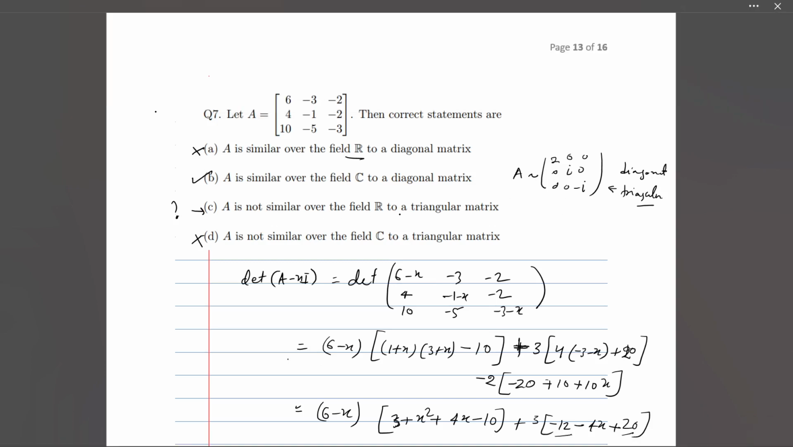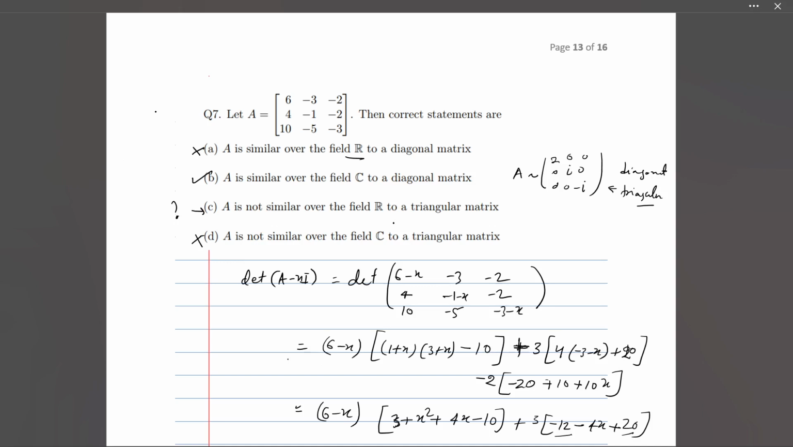So overall, how to see if it is representing a triangular matrix, I'm leaving this as of now. Let's see if next time I can do this. This is an exercise for you. I don't know how to do this.